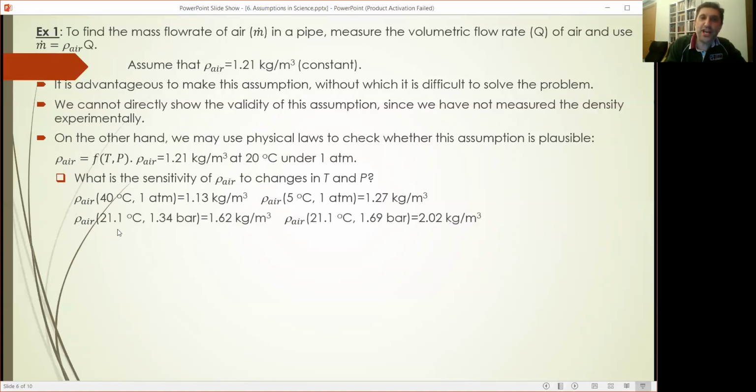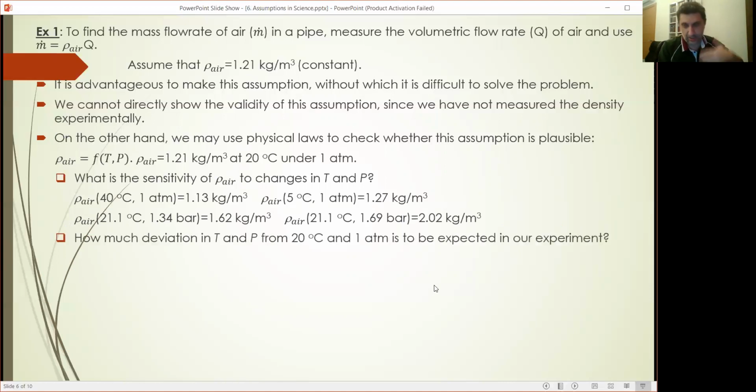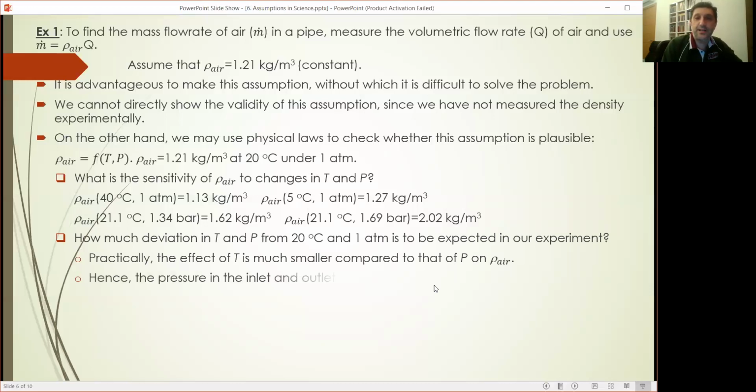On the other hand, if I check how density changes with respect to pressure, as you can see at 21.1 Celsius, when it's 1.3 bars and 1.7 bars, there is a pretty drastic change. Almost, I'm sorry, in density. The density, as you can see, almost doubled. When pressure is increased by 1.7 times, it means the density of air is pretty sensitive to pressure. So this may be a weak part of our assumption. Anyway, if we have no idea about the pressure values in our system, there is not much we can do.